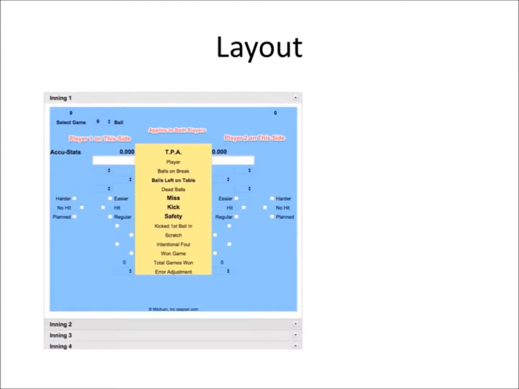This is the layout for every inning in the app. On the left side is where Player 1's activity is recorded. On the right side is Player 2. Everything that Player 2 does is on the right side. The center section applies to both players. These are the descriptions of what can be recorded.